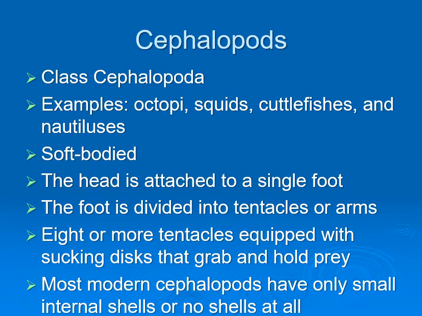And finally, we have cephalopods. These are your octopi, squid, cuttlefish, and nautiluses. They are soft-bodied. Their shell is either going to be internal or they don't have one. The head is attached to a single foot. That foot can then be divided into tentacles or arms. Typically, you're going to see 8 or more tentacles equipped with sucking discs that allow them to grab and hold on to the prey. And most modern cephalopods have either a small shell that's internal or no shell at all.